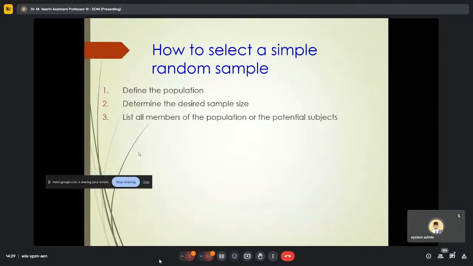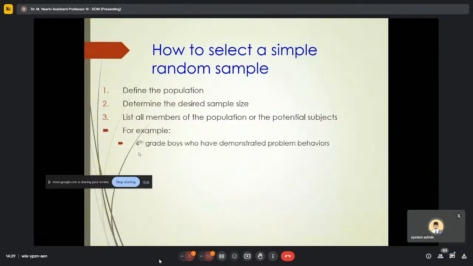So list all members of the population or the potential subjects. So who all are your population? Which categories are you taking the data from? It should be purely based on the choice of topic. So, for example, fourth grade boys who have demonstrated problem behavior. If in fourth grade the kids are doing some problems, especially boys, we need to demonstrate what the problem behaviors are. So this will be my potential subject for this study.